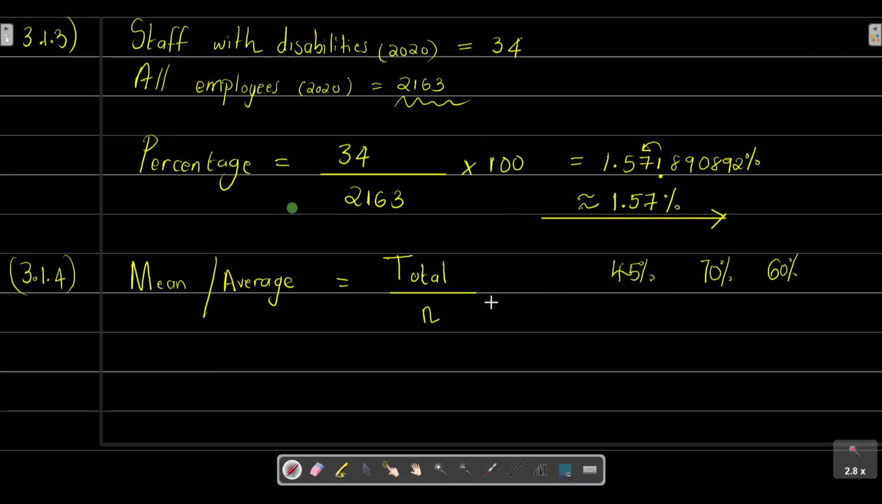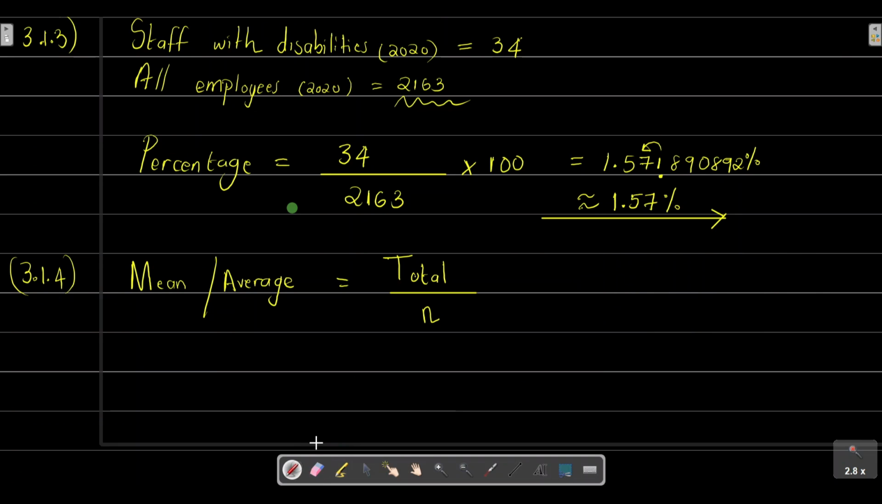What we would do is add up the 45% plus the 70 plus the 60, and divide it by how many learners we have. We've got 1, 2, 3. So that n basically says how many individual values we are working with. Okay, so I just thought it would be important for me to highlight that.